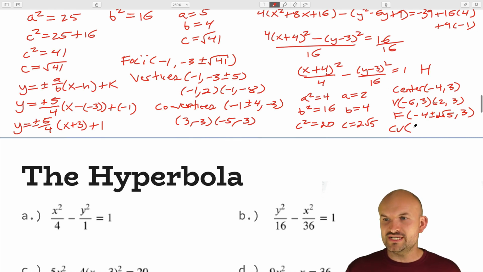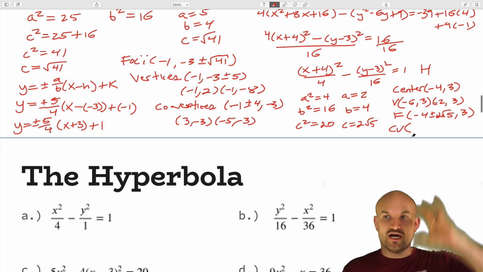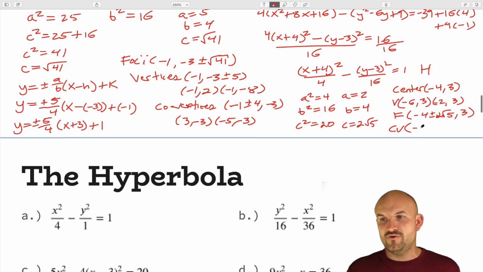So my co-vertices would be, so this is horizontal, so that means my co-vertices are going to be up and down. So that will be a -4, comma, and let's see, that'd be 3 plus or minus 4. So 3 plus 4 would be 7.